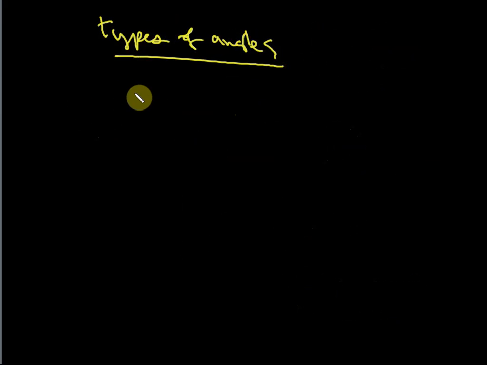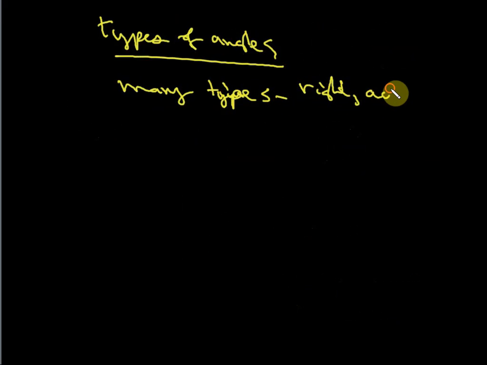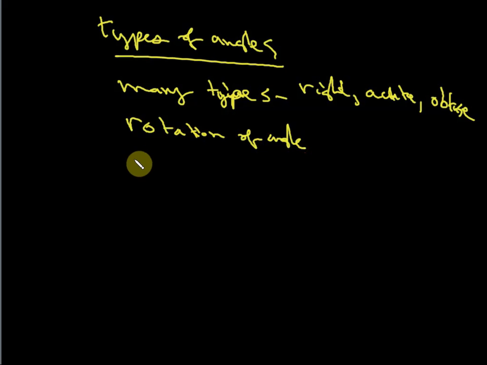So, what are we going to talk about? We're going to talk about types of angles, and there are many types. For instance, acute and obtuse. Terms you don't know, but you'll know very soon. Rotation of the angle. Pairs of angles.